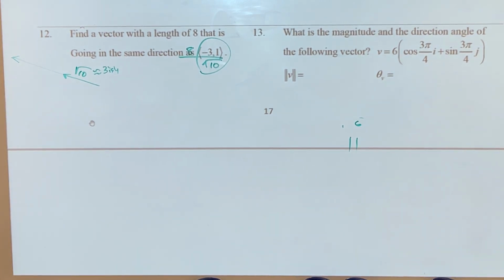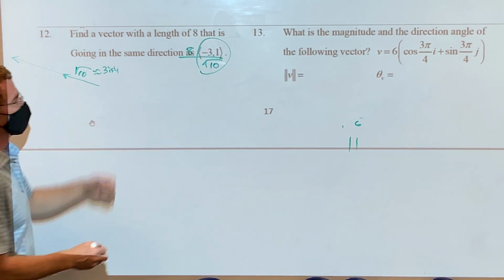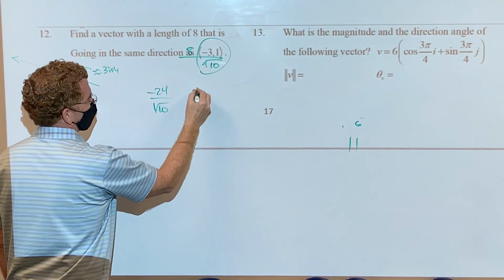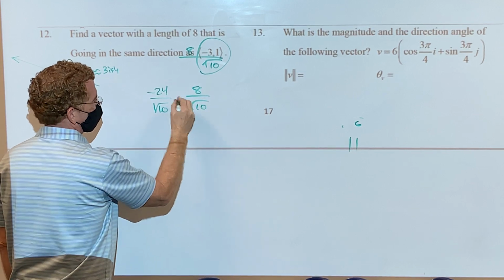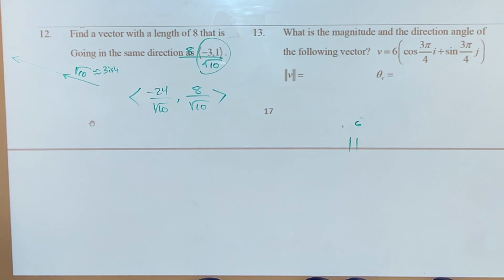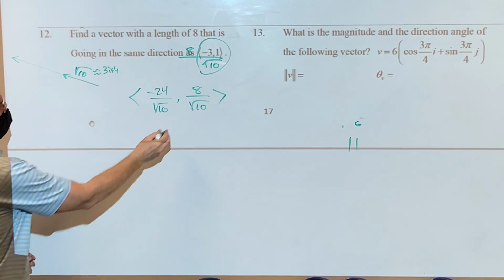All right, now granted, when I do that, I'm going to get negative 24 root 10, positive 8 root 10, and at this point, I'm going to need to rationalize and then simplify when I'm done. Are y'all with me? And remember, sometimes after you rationalize, you can still simplify the fractions. So still got a little work here.